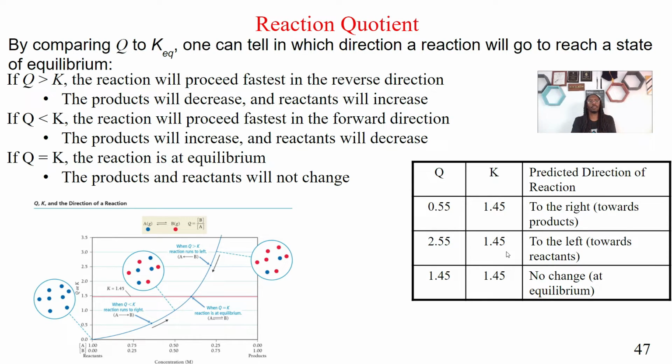If my Q is bigger than my K, my products are now decreasing because we're going in the reverse direction now, and our reactants will increase. So remember, everybody, the goal is to get to equilibrium. That's why my Q goes forward at first, because we're trying to reach equilibrium. Then my Q goes in the reverse direction because I realize I need to go back to get to equilibrium. That's where I'm trying to go. This is what we see here in this graph, and really how we're going to be using our reaction quotient going forward.